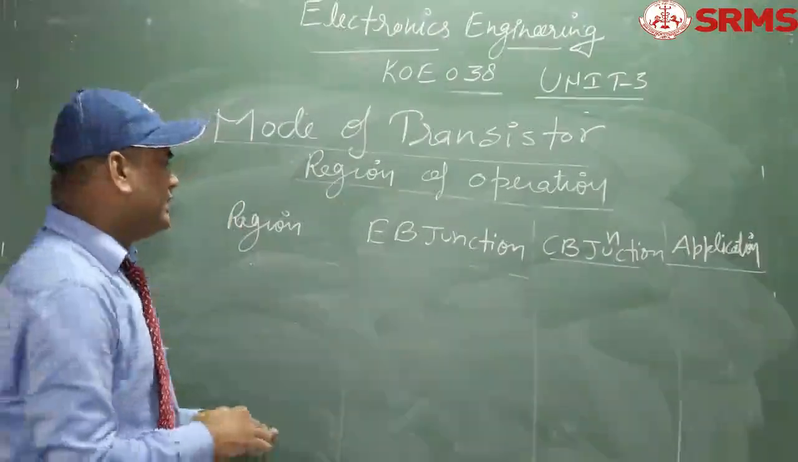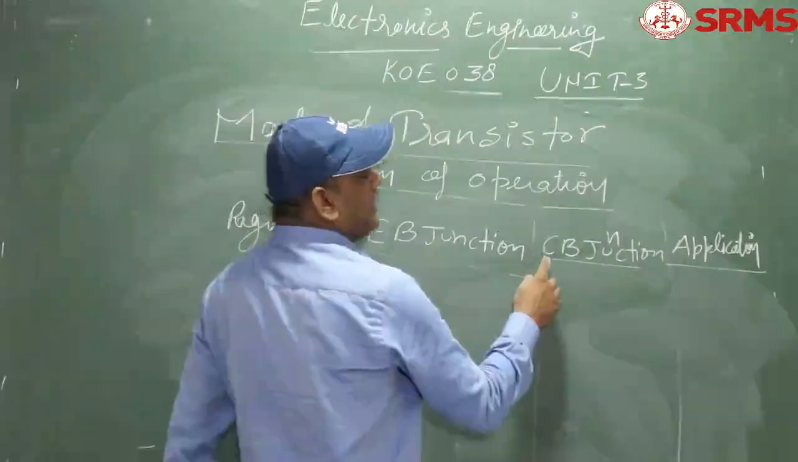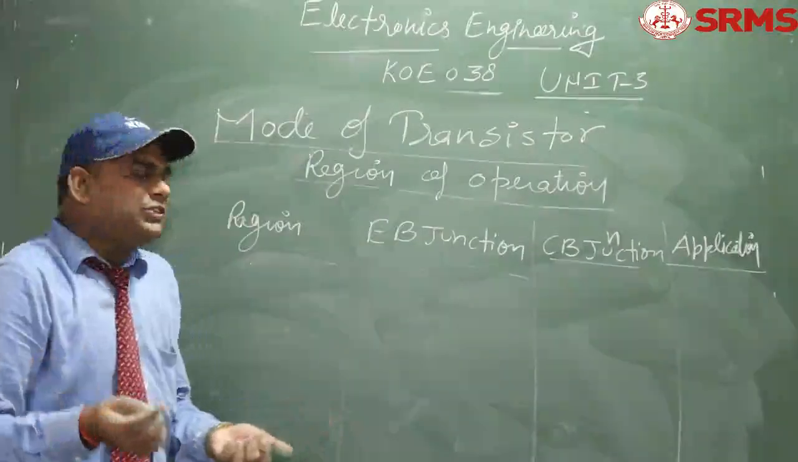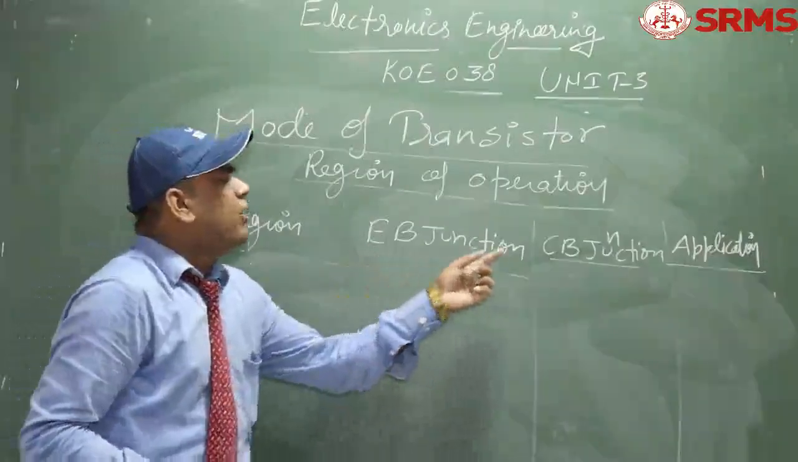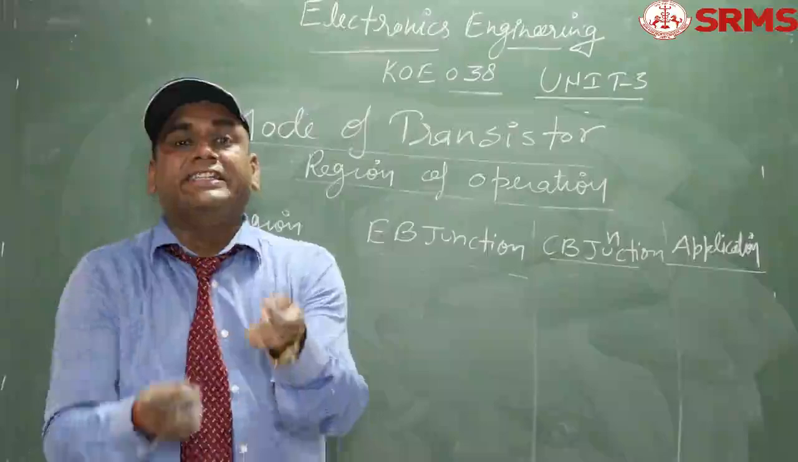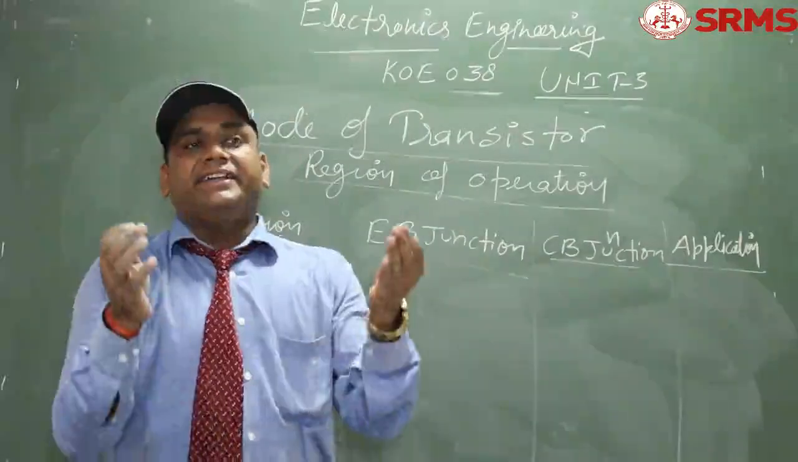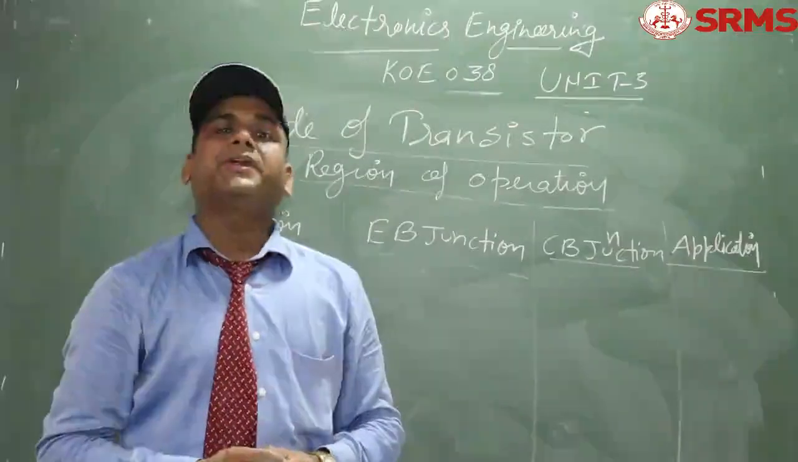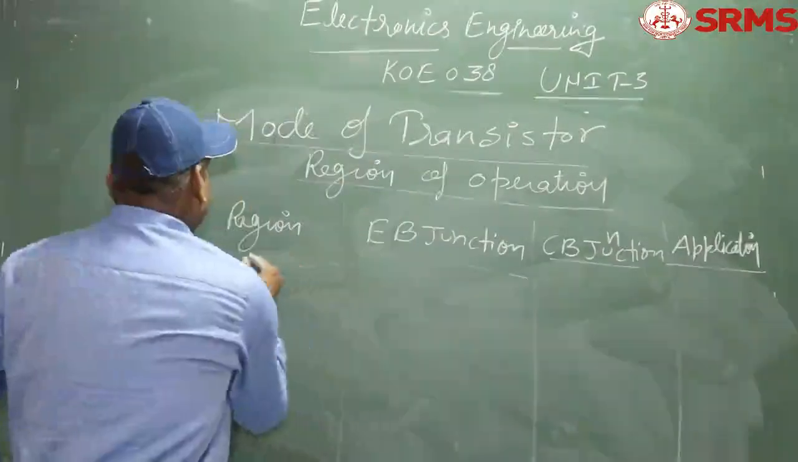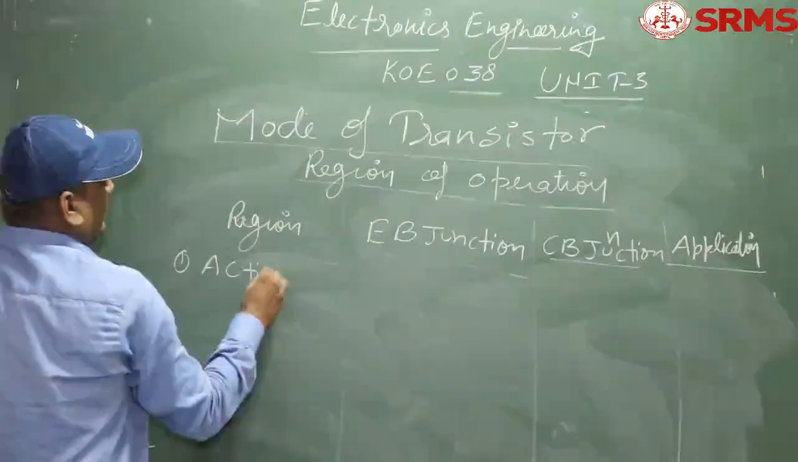We have two junctions. The first junction is defined as the emitter-base junction and the second junction is defined as the collector-base junction, or you can also say the base-emitter junction and the base-collector junction. The base always lies in the middle between the two regions, the emitter region and the collector region, and it is well known to all of us that the base is the controlling terminal. Is that clear?